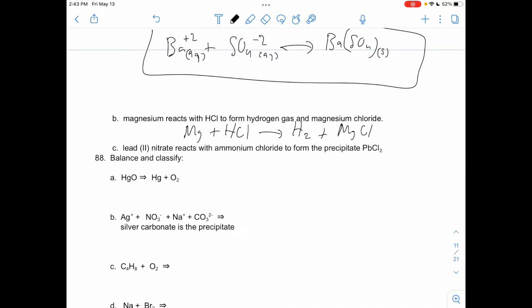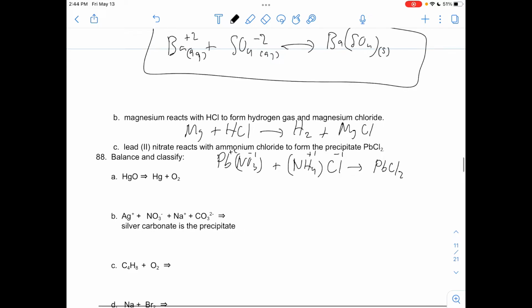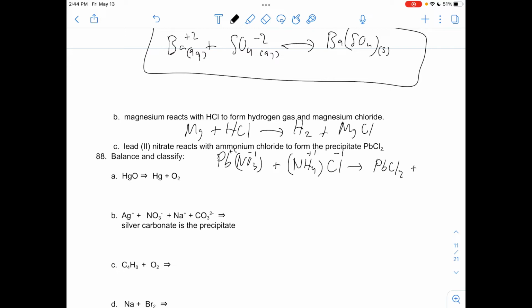So that's our equation. Okay, next one. Lead nitrate. Lead is +2, nitrate is -1. Ammonium is a polyatomic, NH4, on the back of your periodic table. And it makes PbCl2 plus, what are the other players? Outsides and insides. NH4NO3. So again, this is a solid, so that's the only thing we're concerned with.